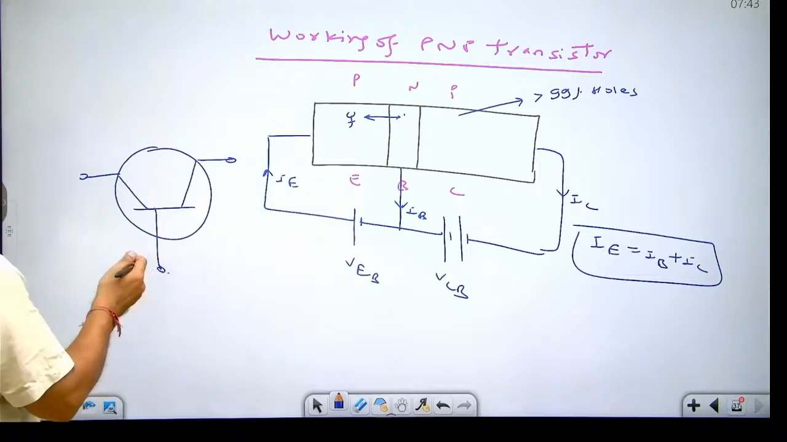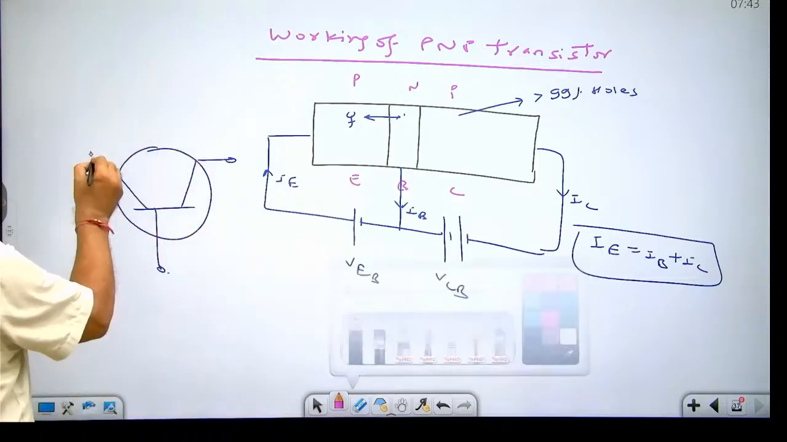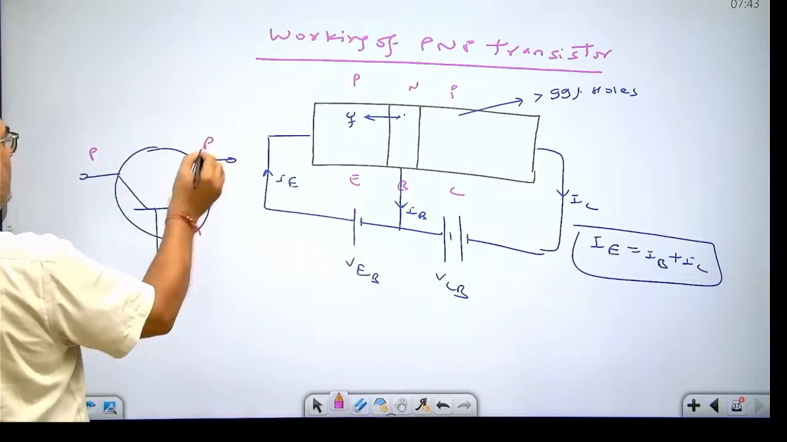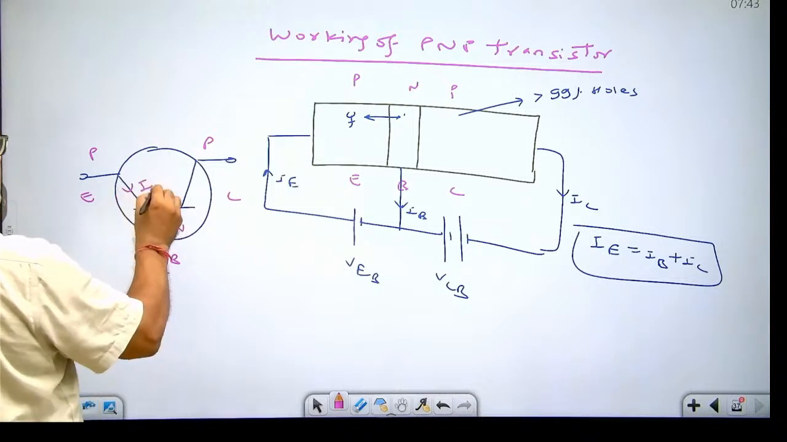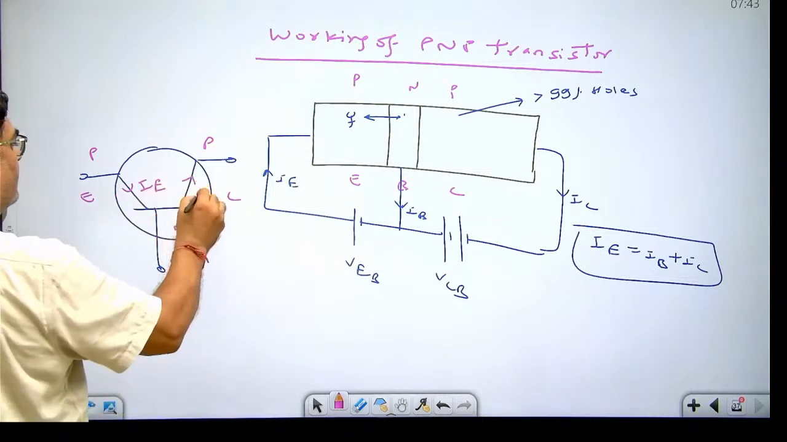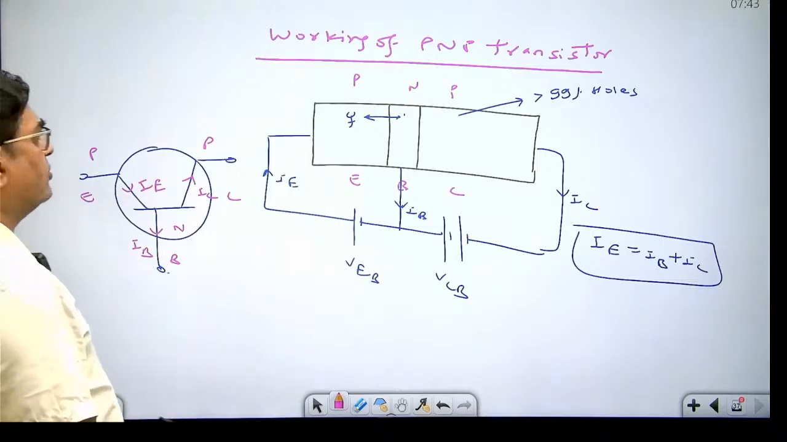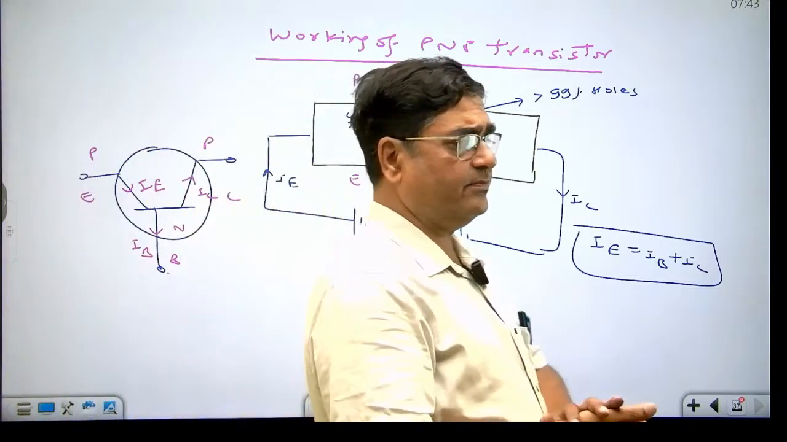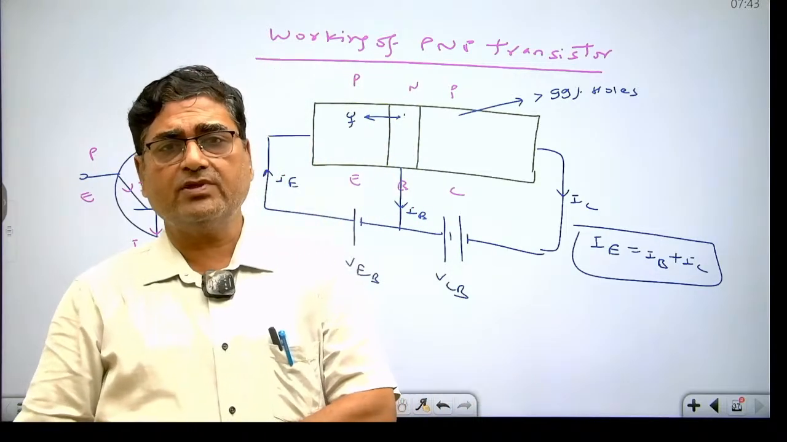This remains a little away from the collector, because the area of the collector remains more. So this is not at the center. This is PNP. This is emitter, this is base, this is collector. This is emitter current. So dear student, the NPN transistor works better than the PNP transistor because the mobility of electrons remains more than the mobility of holes.